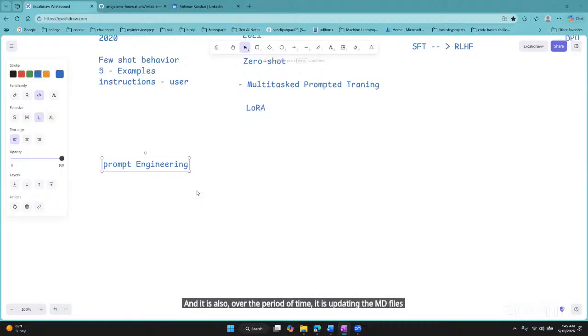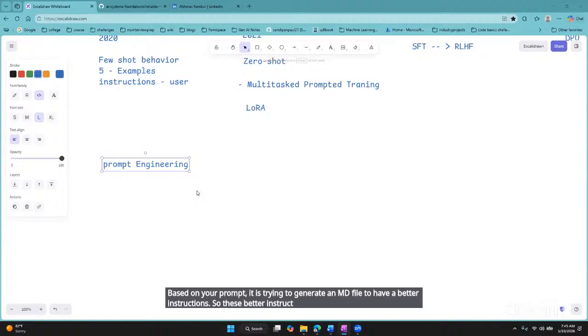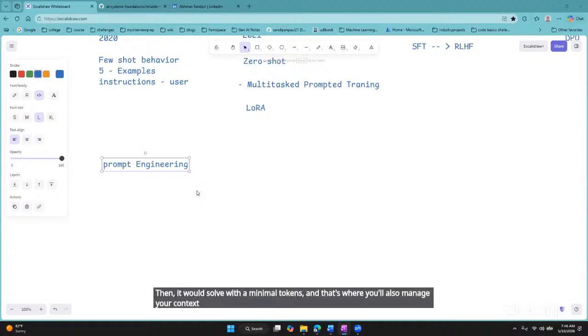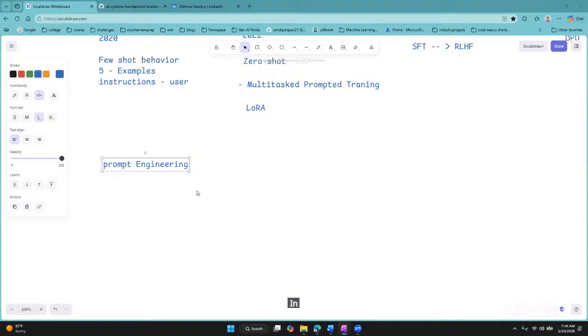If you observe Claude Code or any agent, or if you have worked with Copilot also, based on your prompt it tries to generate an MD file to have better instructions as per your request. So if you provide concise instructions on what it has to do, it would solve with minimal tokens, and that's where you also manage the context in the model. So prompt engineering will definitely solve this problem.